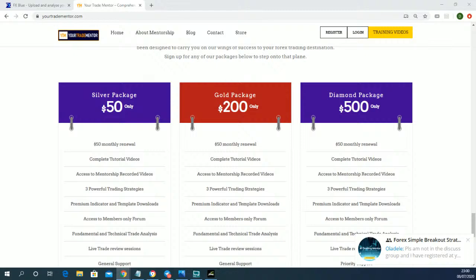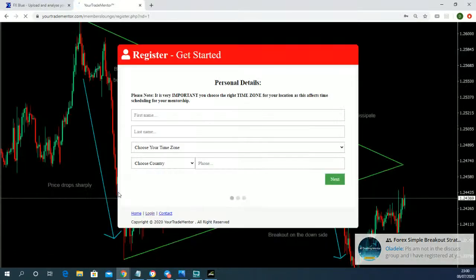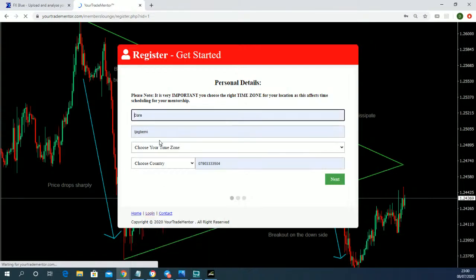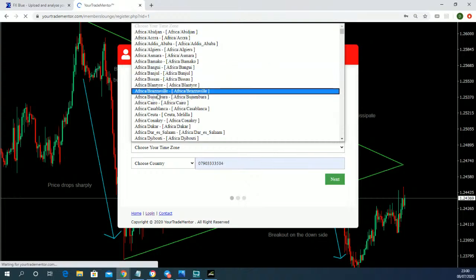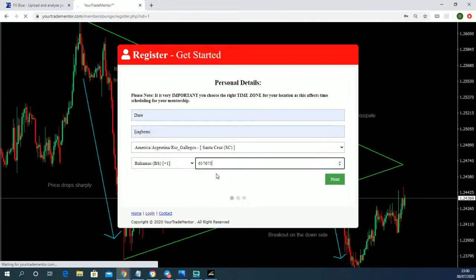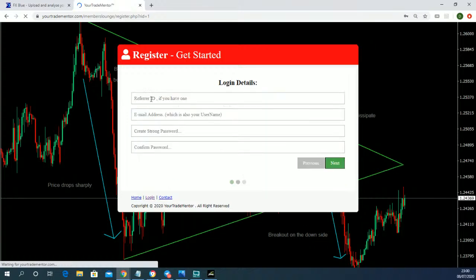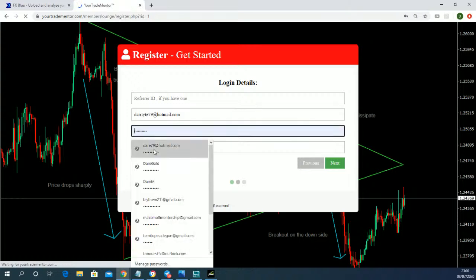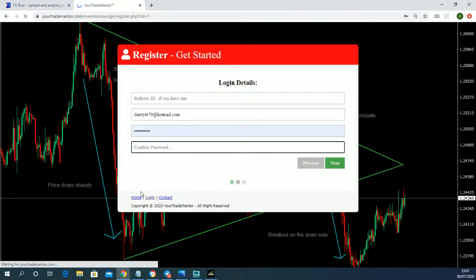Okay, so this is how to do it. You go to start mentorship. You choose the correct package, and you say start mentorship. You fill in all your information. Make sure you choose the right country and your right code, and make sure you put the correct phone number. I'm changing that because if you use the same number twice, it won't let you do it. Referral ID: you don't put anything because you don't have a referral ID yet. Then put your email address, and put a very strong password there and click next.